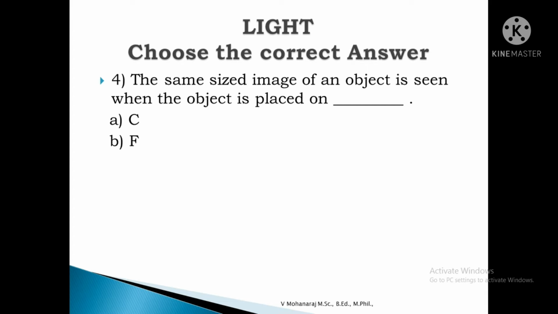And B is at f. This is the principal focus, or at a distance of focal length. And option C, if the object is placed at infinity, a very long distance. The answer will be at C. When the object is placed at C, then only we get the same sized image of the object.